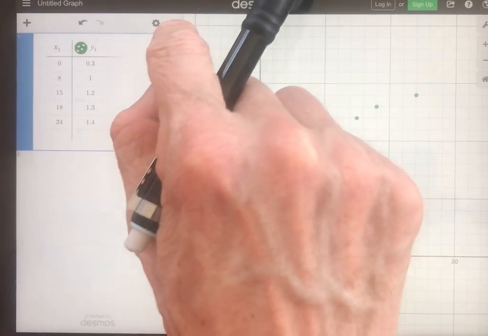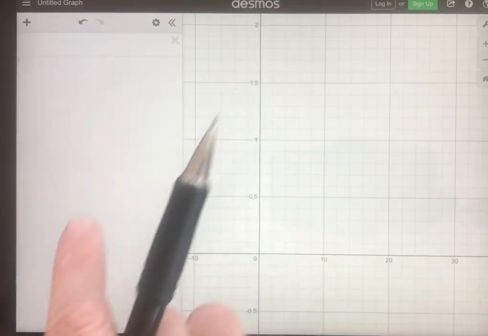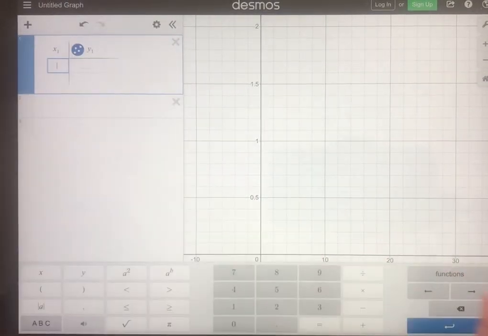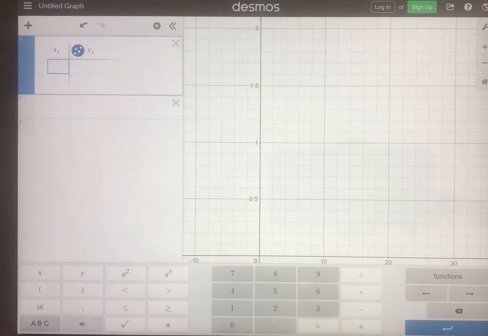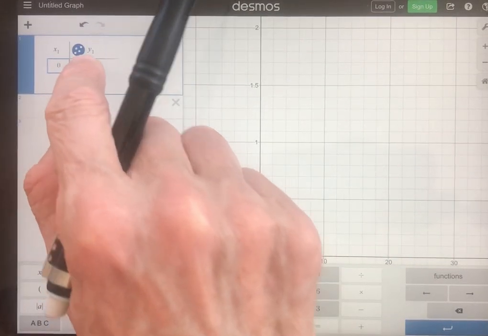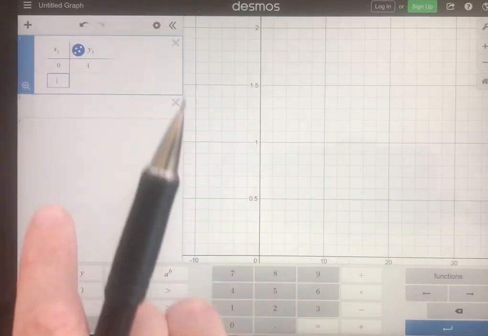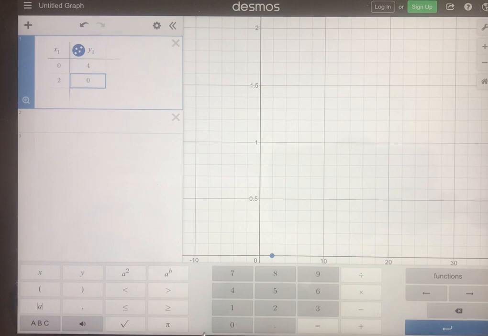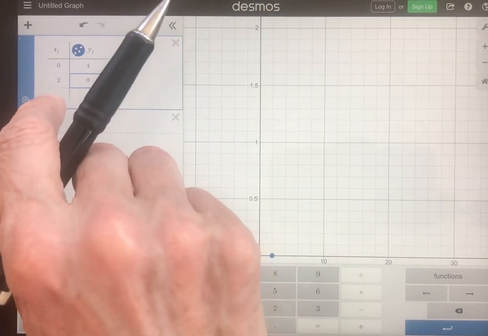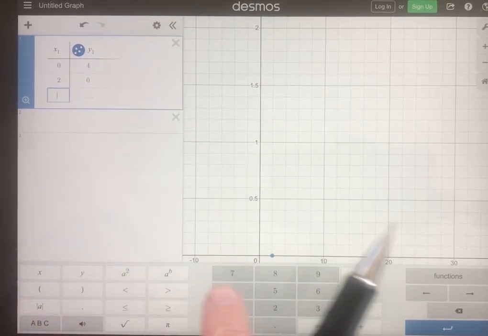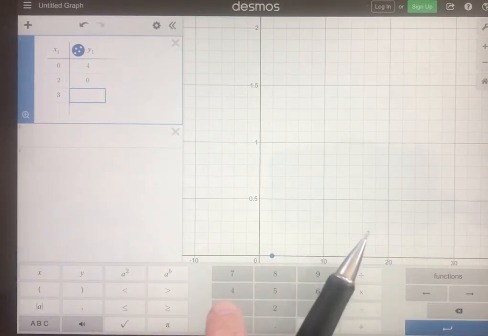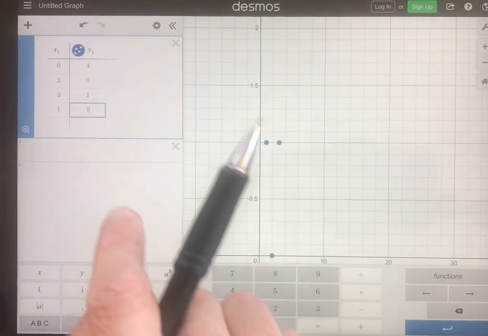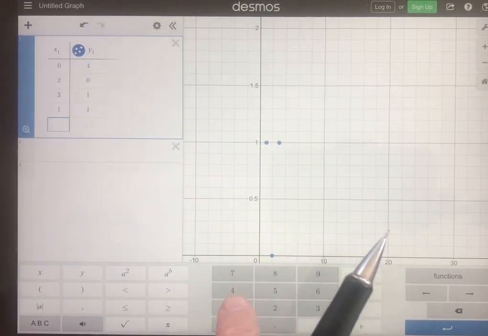I'm going to clear this and press the X, go back and press the plus to get another table in here. My first point was the point 0, 4. The second point in my table was 2, 0. Looks like, yep, so we're kind of on there. The next point here was 3, 1. The next point was 1, 1. And the final point is 4, 4.